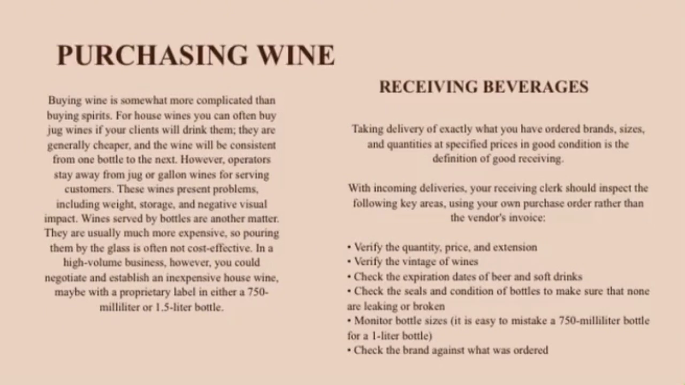Second is verifying the vintage of wines. Third is checking the expiration date of beers and soft drinks. It is so important to check the expiration dates of beer or soft drinks or even the food. The next one is checking the seal and condition of bottles to make sure that none are leaking or broken. Next is monitoring bottle sizes, since it is easy to mistake a 750 milliliter bottle for a 1 liter bottle. And lastly, check the brand against what was ordered.